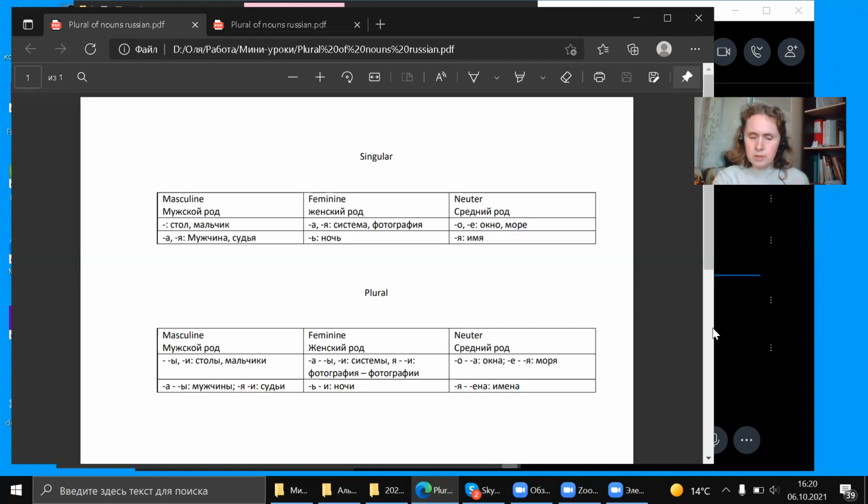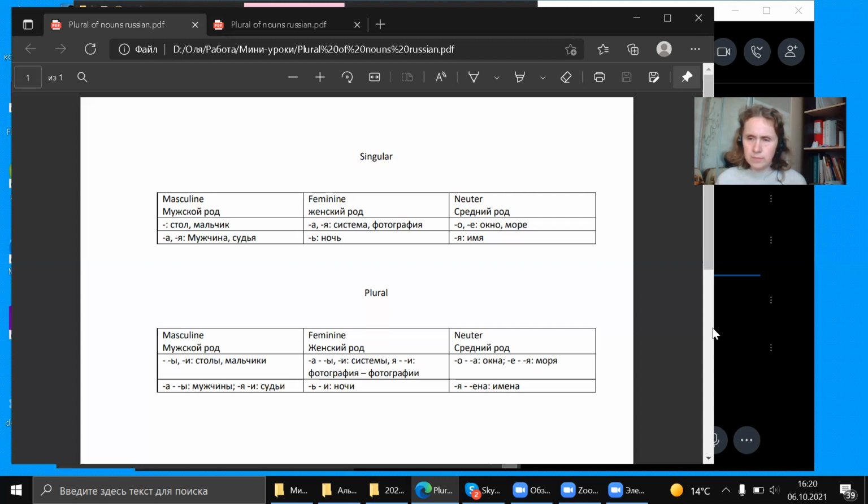Now, let's look at the plural. And before we look at each specific group, I would like to sum it up. So for most nouns, the plural endings will be ы or и, except for the neuter. For the neuter, they differ. Now, let's look at the specifics.